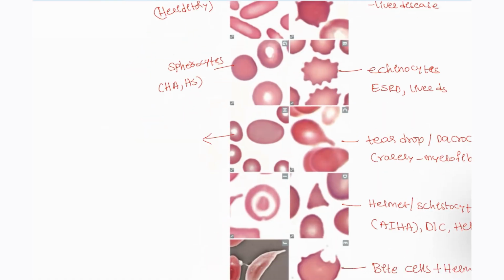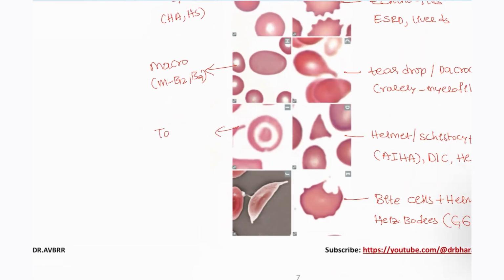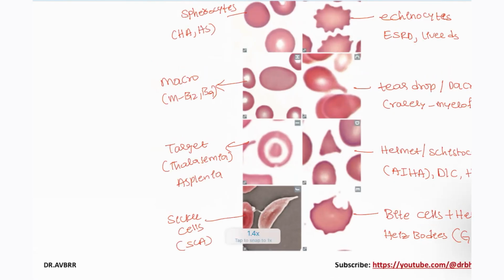This is macro-ovalocytes. Okay, this is known as a macro type seen in megaloblastic anemia such as B12 deficiency or B9 deficiency. These are target cells. Okay, these are the target cells seen in thalassemia most commonly, or patients who are suffering from the asplenia condition. Next, these are the sickle cells. These are the sickle cells seen in which condition, guys? Commonly sickle cell anemia. Right, these are points that you have to remember.